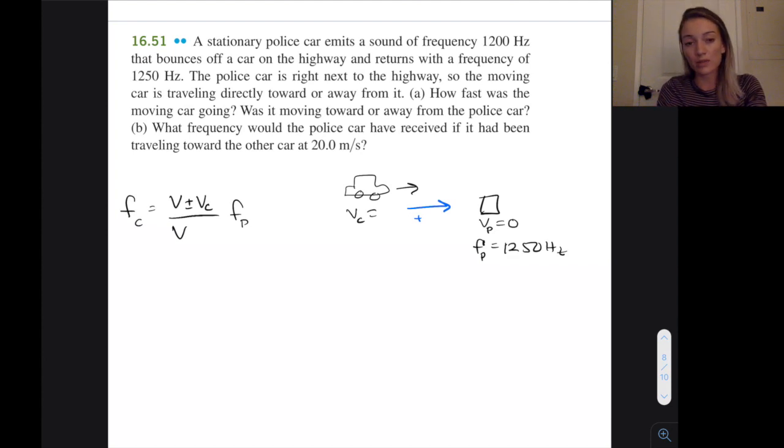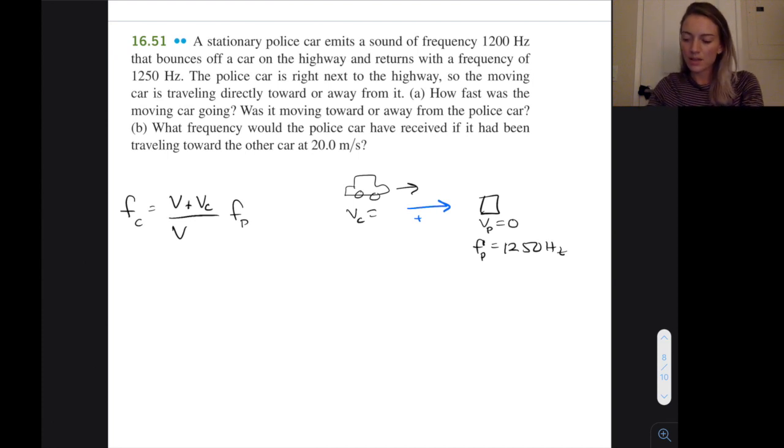So in this case, I'm assuming that he's moving towards the cop car. If my final answer ends up being positive 5 meters per second, I know that I picked right. If it ends up being negative 5 meters per second, that means I picked wrong and he's actually going away from the cop car. So I'm just going to pick positive here.